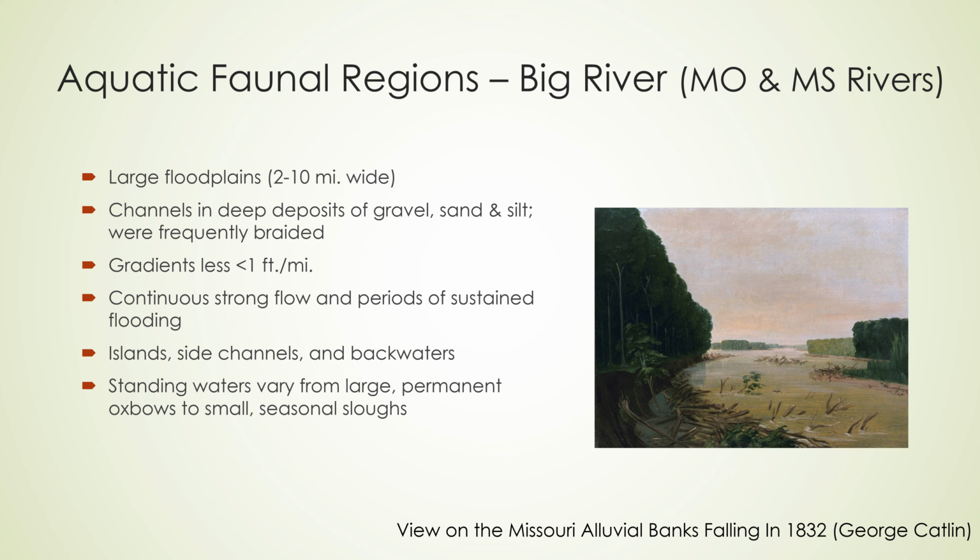These rivers have large floodplains with low gradient channels flowing through deep deposits of gravel, sand, and silt. They have continuous, strong flow and can have periods of sustained flooding. Historically, these rivers were frequently braided and offered a complex suite of habitats, including islands, side channels, backwaters, permanent oxbows, and seasonal sloughs.